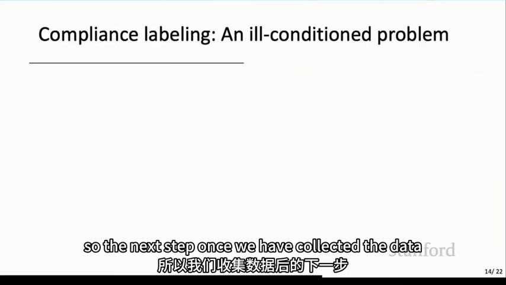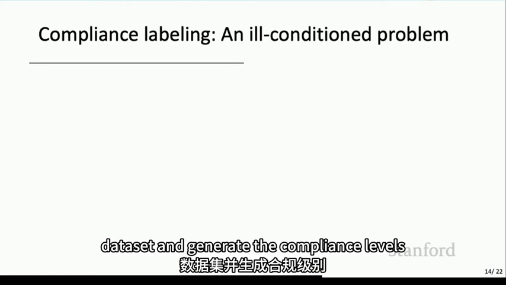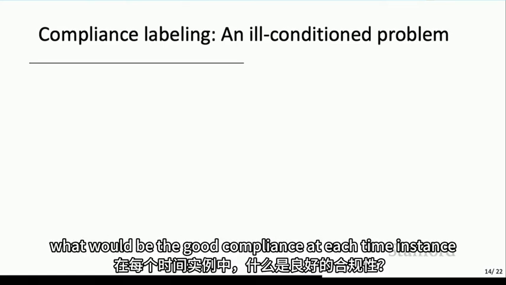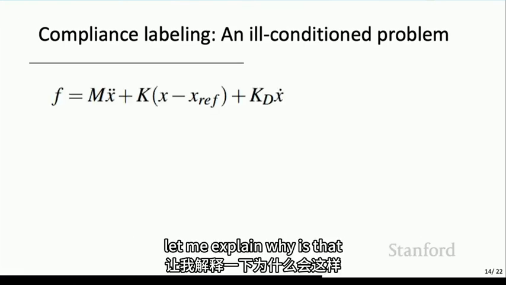So the next step, once we have collected the data, is to post-process the whole data set and generate the compliance labels. Basically estimate what will be the good compliance at each time instant for every episode. However, that turns out to be an ill-conditioned problem. Let me explain why that is.